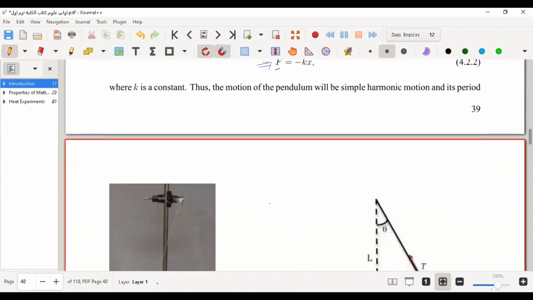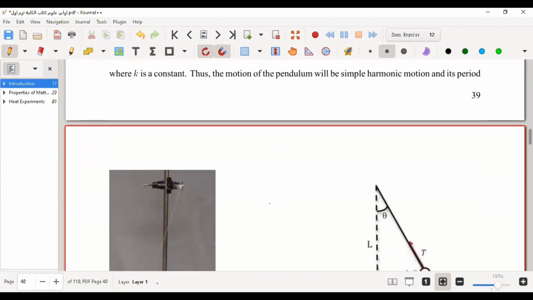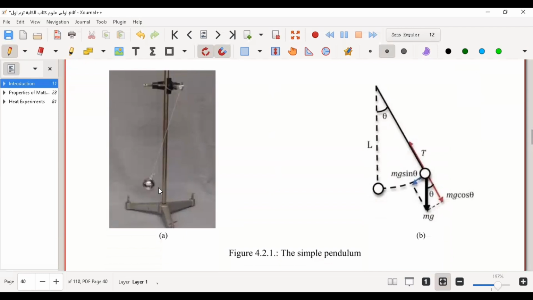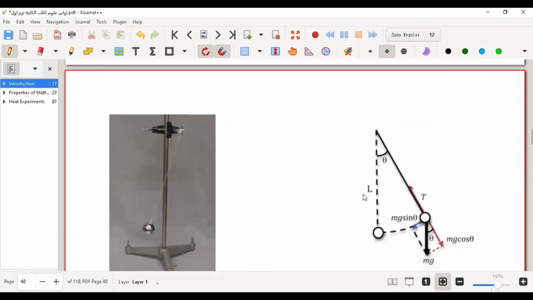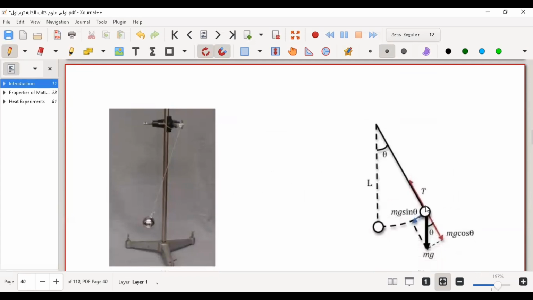So this is the simple pendulum here. This part is a stand, and the simple pendulum is this string with this mass suspended. When we displace this simple pendulum to this point, it will be under its gravitational force, which equals mg.